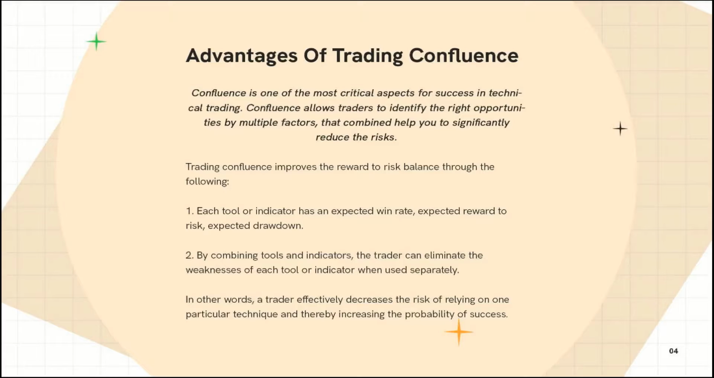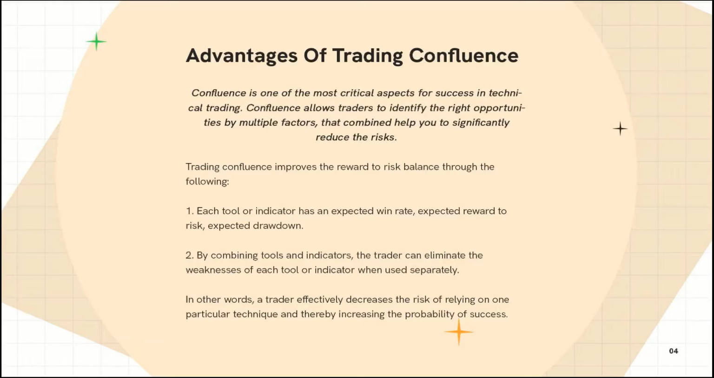Advantages of trading confluence. Confluence is one of the most critical aspects for success in technical trading. Everything we do every single Thursday on the webinars is technical, and confluence is the most critical aspect. I didn't say most important, I said most critical. Because for you to be profitable, to make money, you need to have more reasons to take that trade so you can make money.